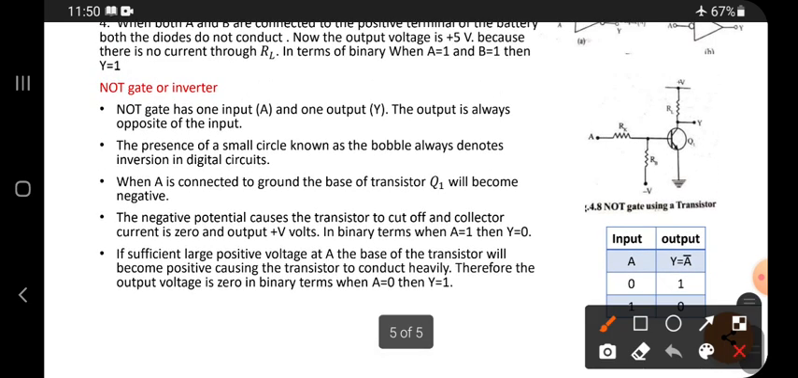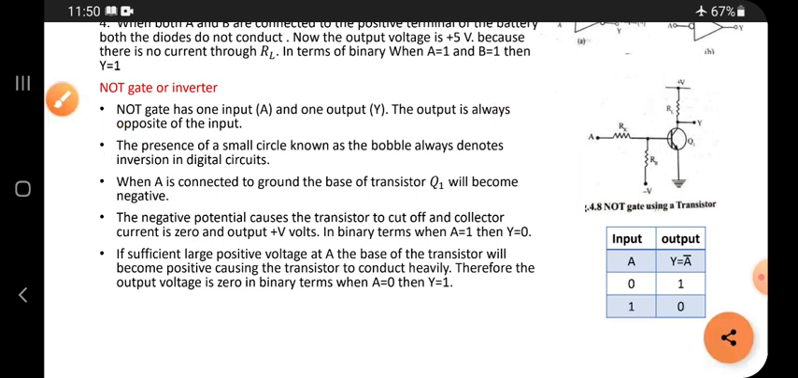Next, the NOT gate. The NOT gate is also called an inverter. The NOT gate has one input and one output. The output is always opposite to the input. It is always opposite, meaning if the input is 1, the output is 0, and if the input is 0, the output is 1.